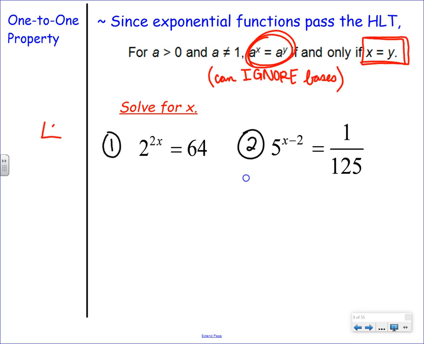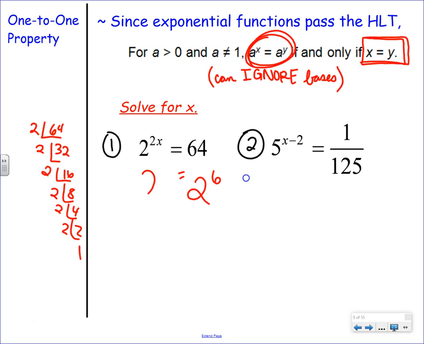Okay. Does 2 go into 64? The answer is yes. How many times? 32. Does 2 go into that? Yes. How many times? 16. 2 go into that? Yes. 8. 2 go into that? Yes. 4. 2 go into that? Yes. 2. Woo! How many 2s? I can rewrite 64 as 2 to the 6.